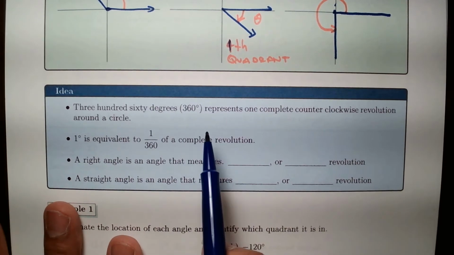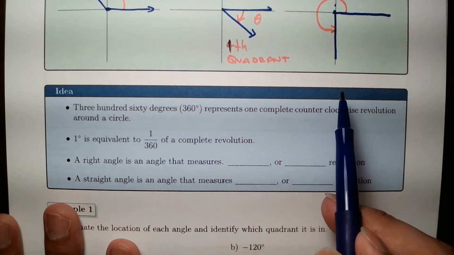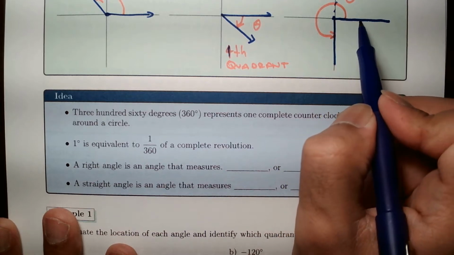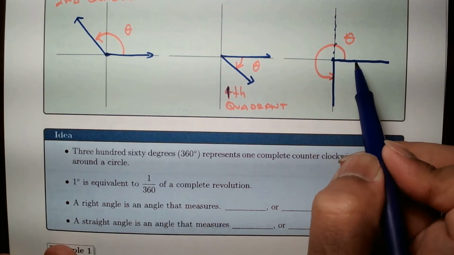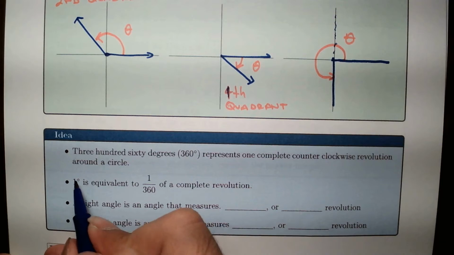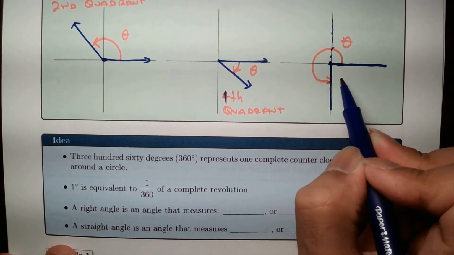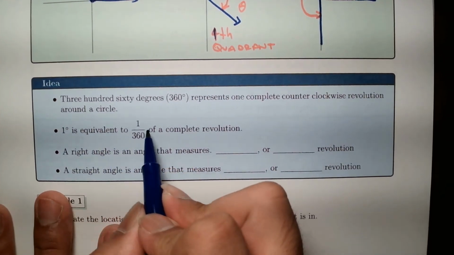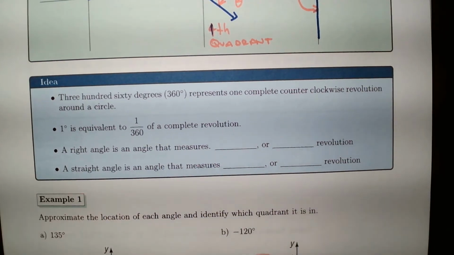The idea is that there are 360 degrees that represent a complete rotation from the initial side to, again, coming back to the initial side. So if in this case we divide this in exactly 360 degrees, 1 degree is equivalent to 1 over 360 of a complete revolution.